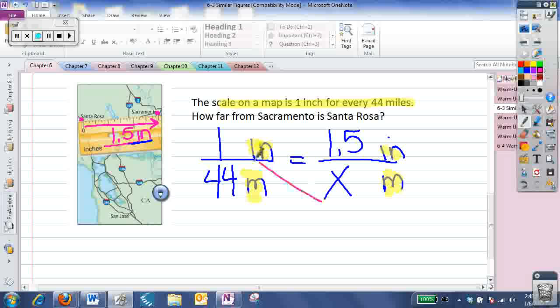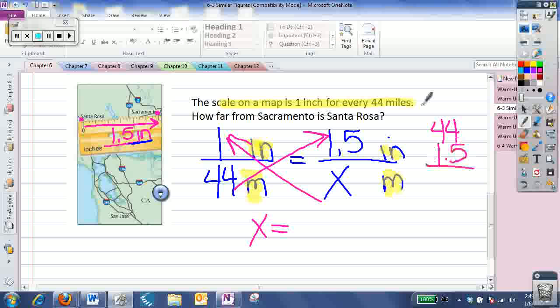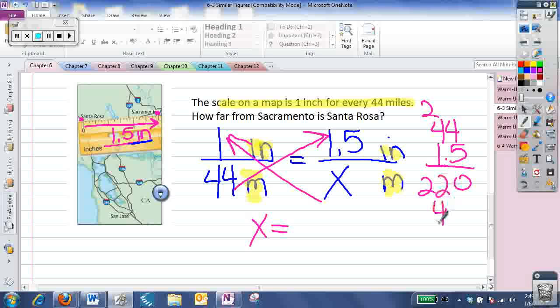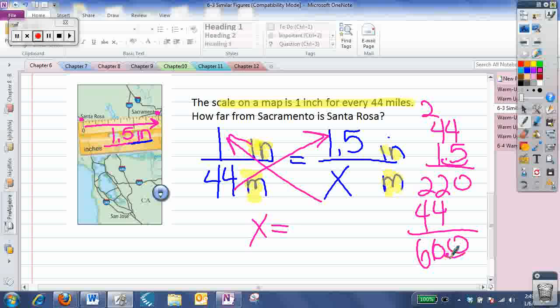Here I use cross products. This is going to equal that product. x times 1 is just x. 44 times 1.5. Some of you might be able to do this in your head, but I'm going to actually multiply it out. Move the decimal over 1. Looks to me like the distance from Sacramento to Santa Rosa in real life will be 66 miles.